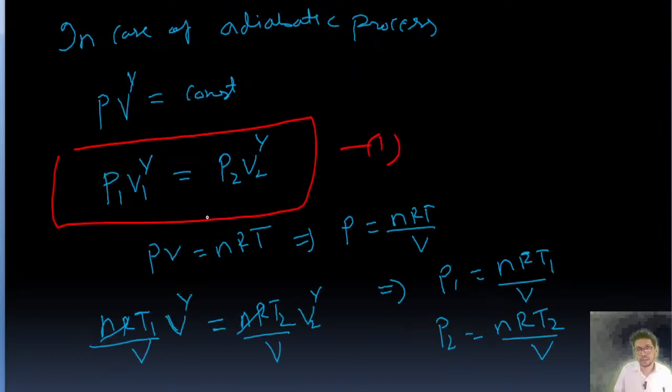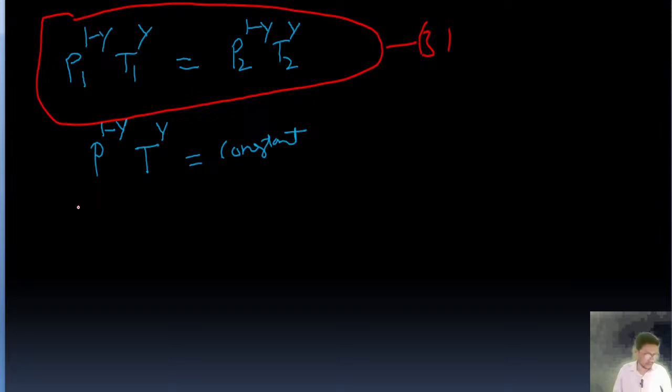These questions are very important, guys. So you can solve questions easily if you know these. So you just need to note down this equation: P1 to the power 1 minus gamma T1 to the power gamma equal to P2 to the power 1 minus gamma T2 to the power gamma. Okay, this is the third form. So guys, this is about the adiabatic process. These are the main processes.